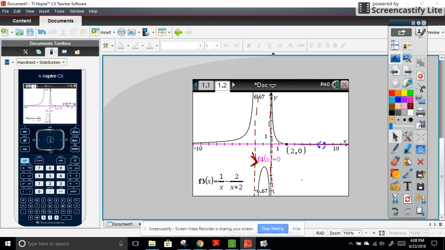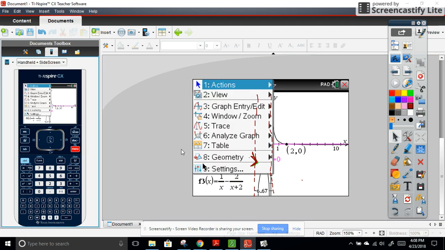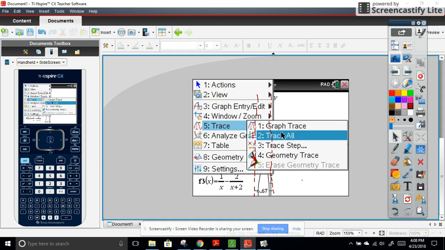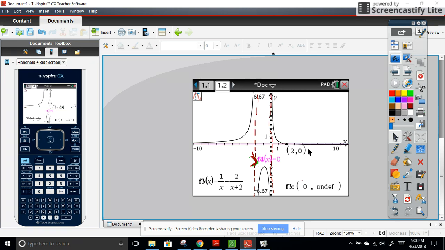It's probably just approaching it from the bottom. It's going to get negative. And let me see. We can do that again. Let's do menu. Let's trace. Okay, so it's telling me at 0 it's undefined. So here we know it crosses, it gets negative.